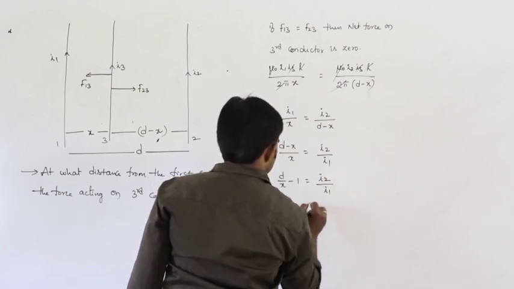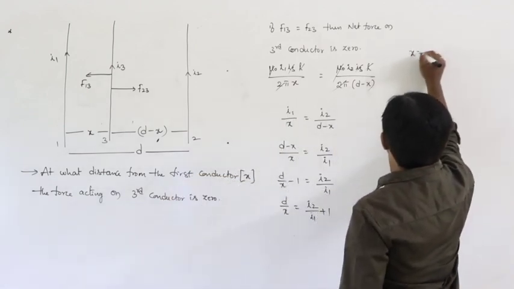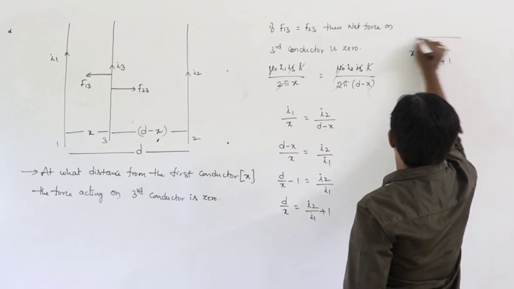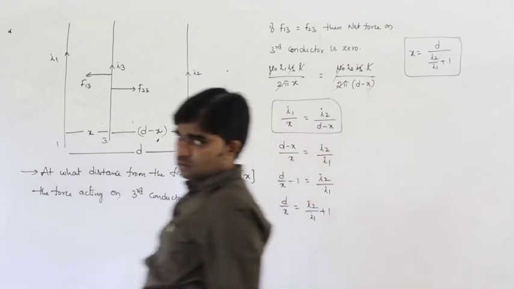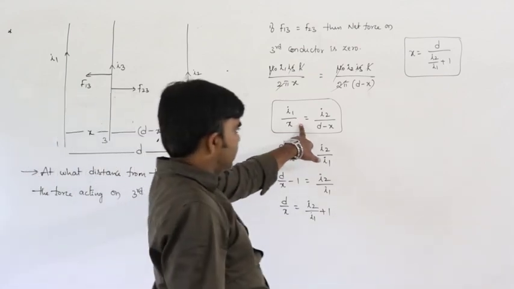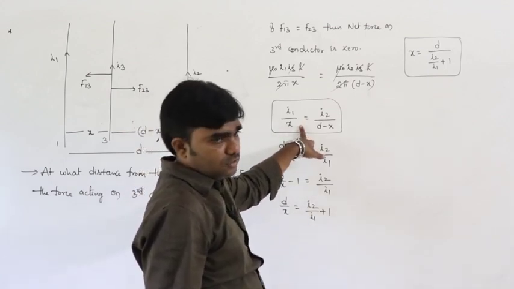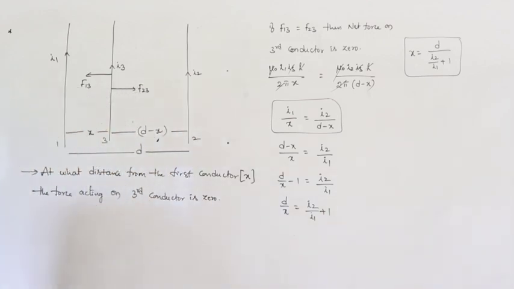So d by x minus 1 is equal to I2 by I1. So d by x is equal to I2 by I1 plus 1. Therefore x can be written as d divided by (I2 by I1 plus 1). Both of these are right. From this condition also we can directly calculate the x value. If you know the I1, I2 and d values, directly calculate x from this relation. Otherwise x is simply d by (I2 by I1 plus 1). What is x here? The distance from the first conductor.